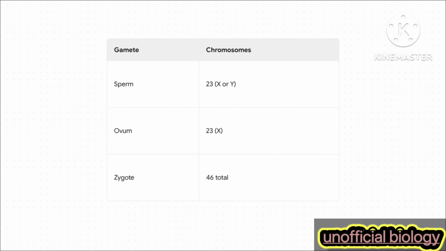Human cells generally have 46 chromosomes, but the male sperm brings exactly 23 chromosomes carrying either an X or a Y, and the female ovum brings another 23 strictly carrying an X. 23 plus 23 gives the zygote its complete set of 46. Because the male can provide either an X or a Y, it's actually the sperm that ultimately determines the child's biological sex, XX for a girl or XY for a boy.